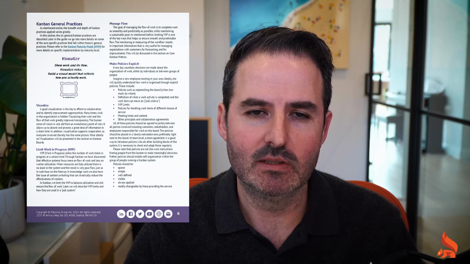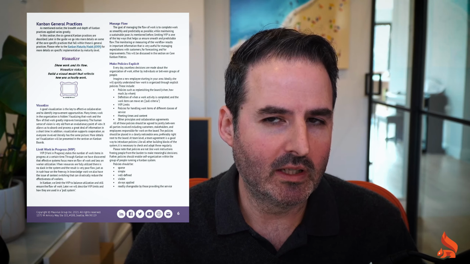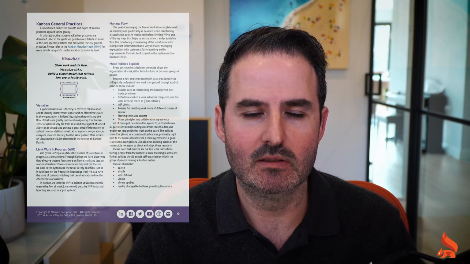They are visualize, ways to see hidden work, limit WIP, understand how work in process impacts the flow of work, manage flow, ways to see and ensure work is flowing, in particular in conjunction with metrics. Make policies explicit, not instructions, but more working agreements that allow us to perform consistently. Feedback loops. Some types are meant for coordinating the work and others are meant for improving your capability. Improve collaboratively, a collaborative approach to continuous improvement.